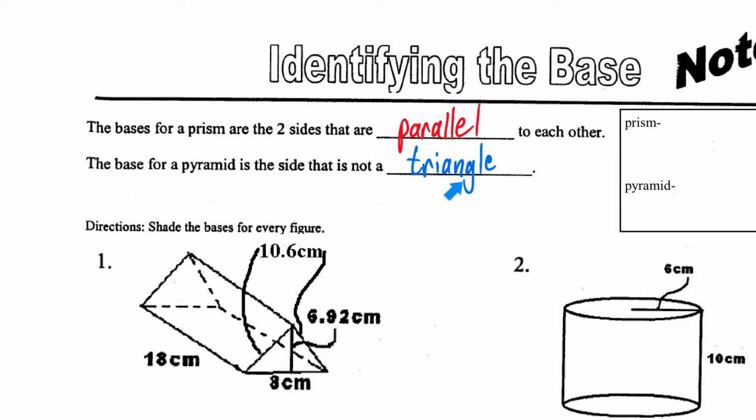What do you think is the exception to this rule on the second one? The base for a pyramid is a side that's not a triangle. Yeah, a triangular pyramid. Okay. There is at least one exception to this rule right here. But for the most part, that's a good rule to follow. On a pyramid, the side that's not the triangles is the base of it.